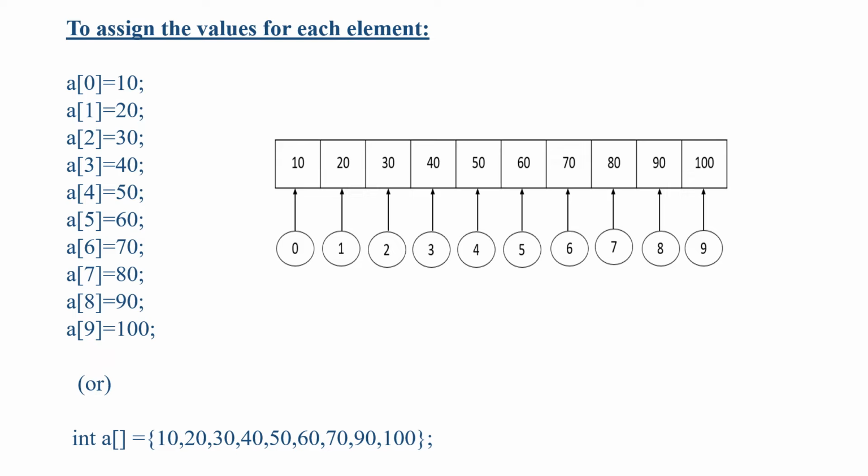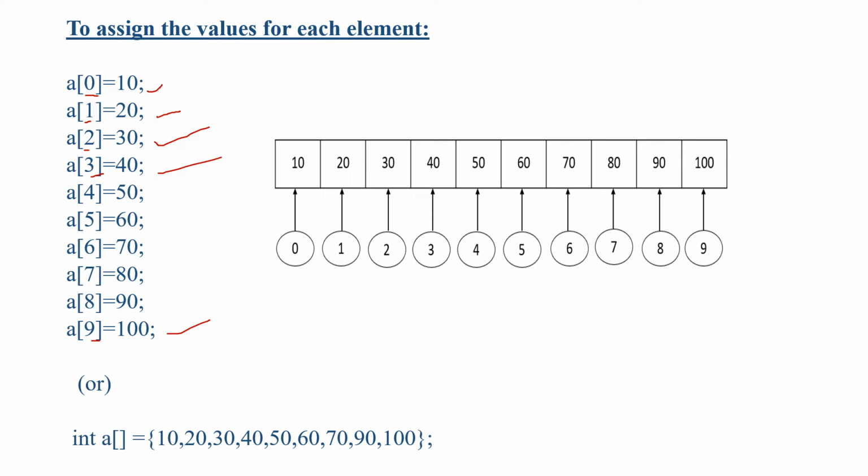Now let us see how to assign values for each element. We will see different ways. First way is assigning element 0 with the value 10, element 1 with the value 20, element 2 with the value 30, element 3 with the value 40, and so on, that is element 9 with the value 100. So this is how we will be assigning the values manually.